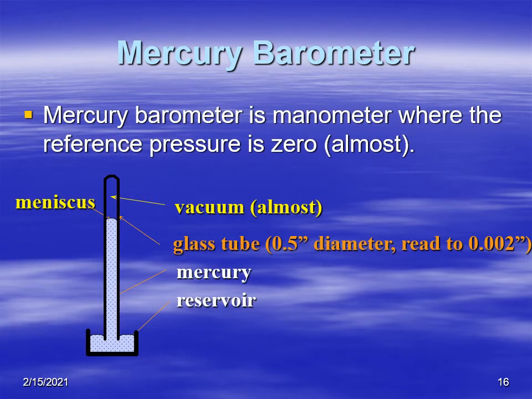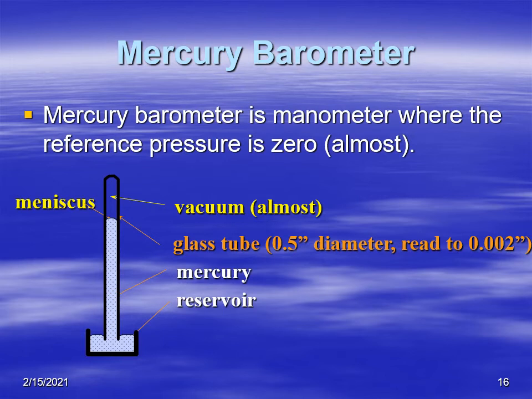A mercury barometer is a manometer where the reference pressure is 0 or just about 0. In other words, there's a vacuum at the sealed end of the manometer. The mercury barometer is not a U-shaped tube like the manometer was. Instead, they just use a glass column. Typically, the glass column is about a half inch in diameter. The column itself is usually about 30 inches or more, probably slightly more, maybe 32 or 33 inches.